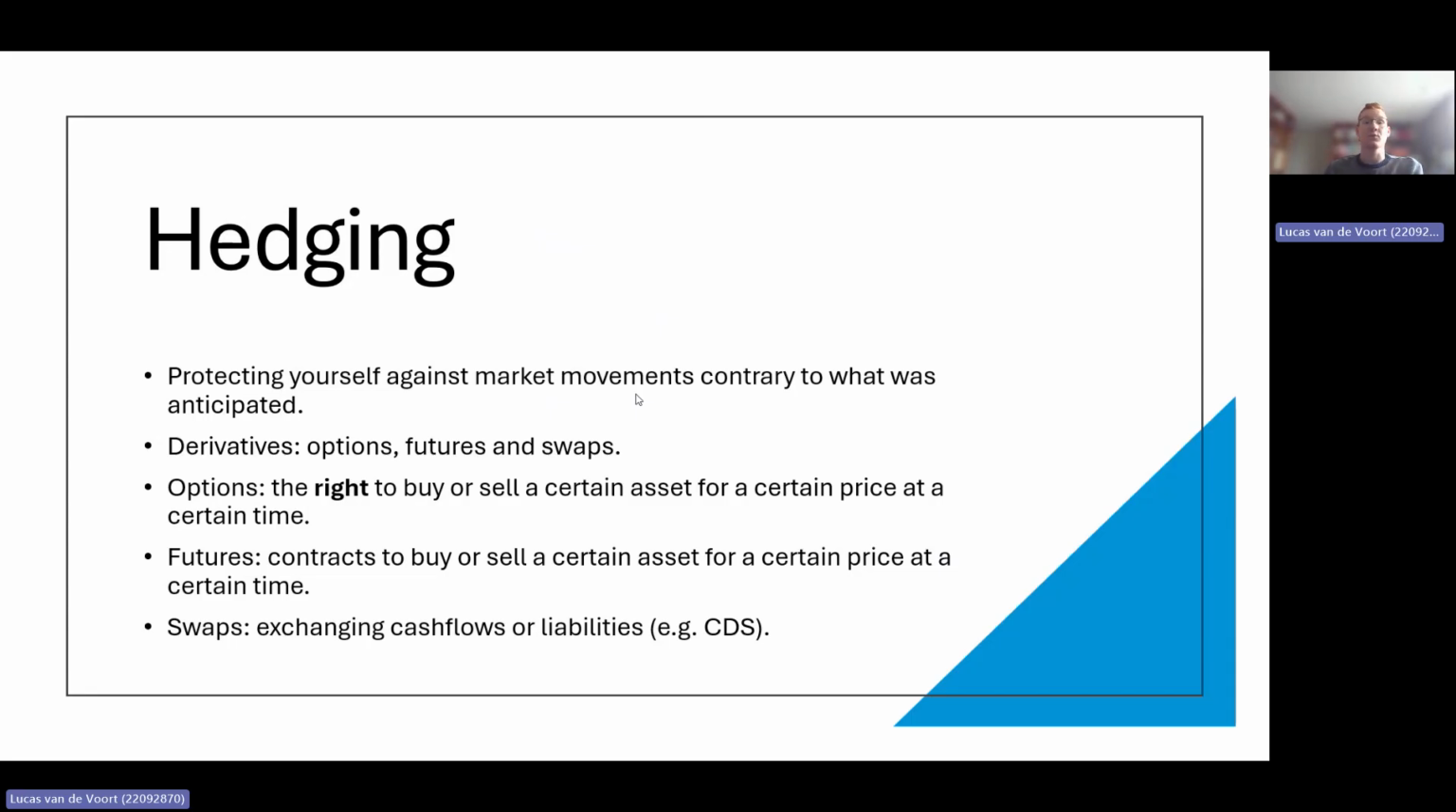And options are the right to buy or sell a certain asset for a certain price at a certain time, and futures are contracts to buy or sell a certain asset for a certain price at a certain time. So they are structured as obligations, not really as rights. And then swaps are more complicated contracts where two parties agree to exchange the cash flows or liabilities of a financial instrument. And a credit default swap is an example of this. It's a kind of bond insurance where you pay a premium, but if the bond collapses, if the bond defaults, you get money in return.